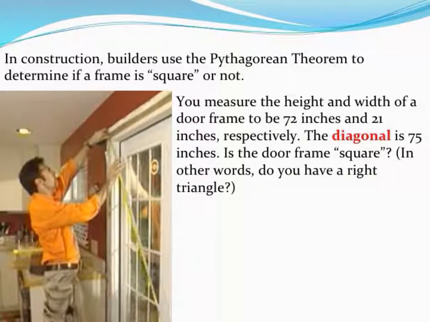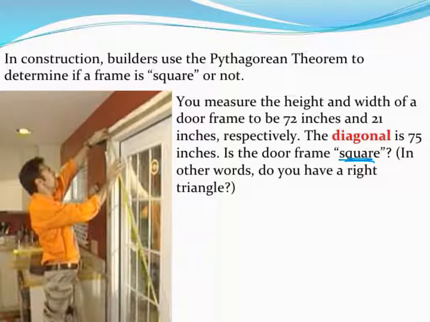Oftentimes in construction, we want to make sure that what we're building is a right angle. So, for example, if we're building a door frame or building a wall, we want to make sure that we have lots of right angles, that things are perpendicular and standing upright. One of the tests that construction workers actually do is they use the Pythagorean theorem to see if what they're building is indeed a right triangle or forming right angles. They're going to test to see if the thing they're building is square or not.